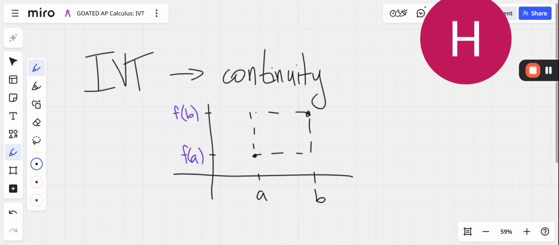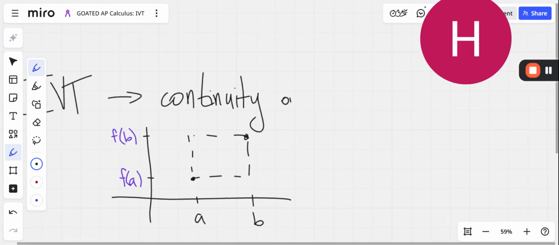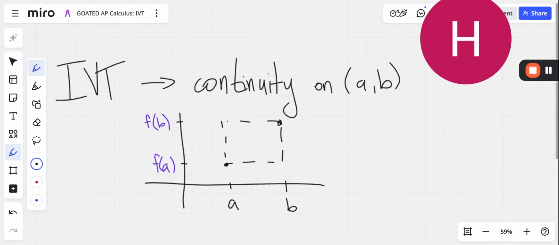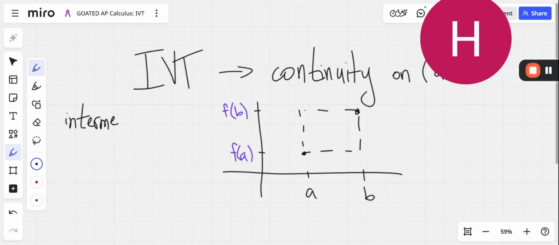So the IVT requires continuity. The function you're talking about needs to be continuous on whatever interval we're interested in, so it would be something like a to b. As long as we have continuity, we can use the intermediate value theorem. Now let's break down what this theorem says, just using the first word there, intermediate, or I guess first two words, intermediate value.